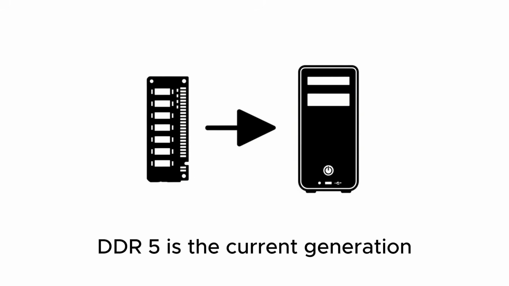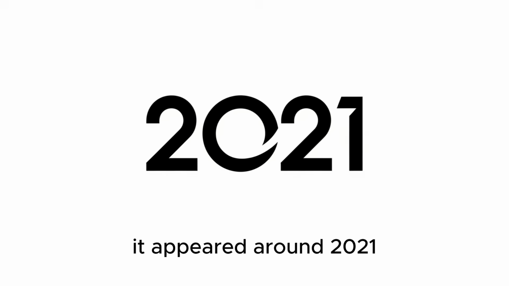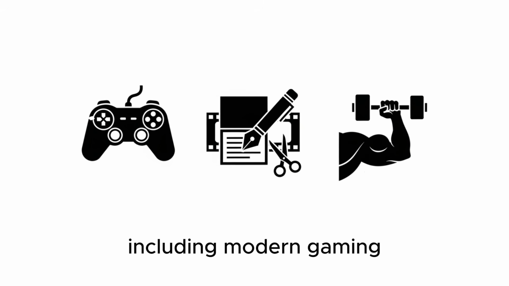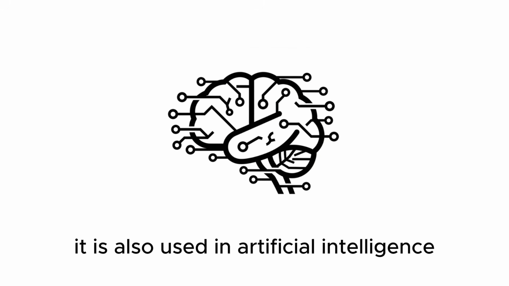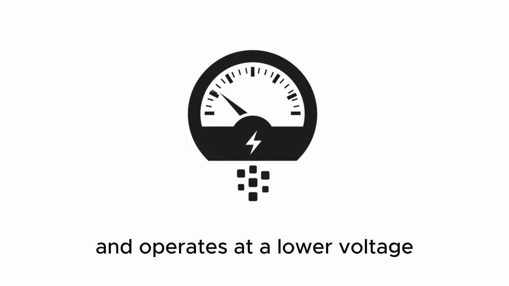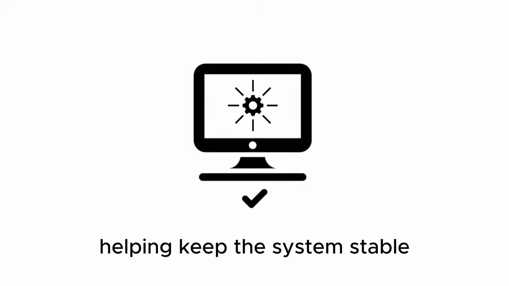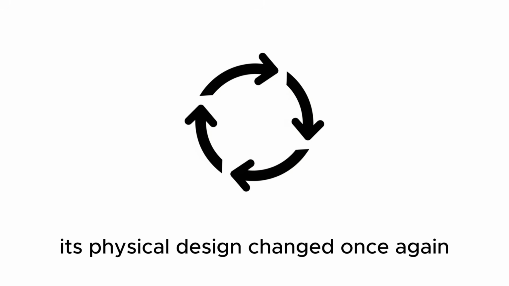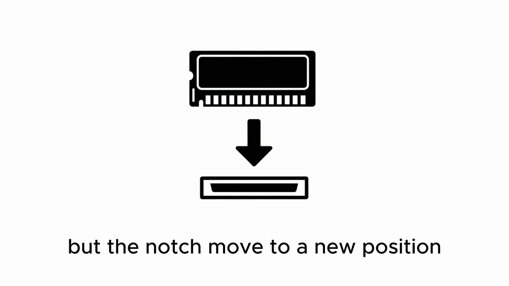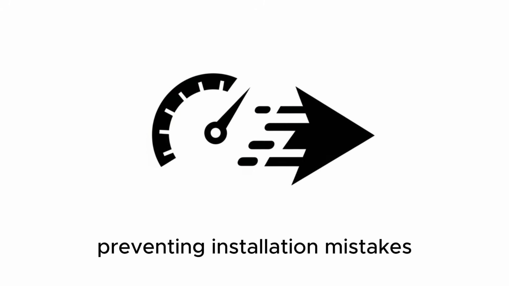DDR5. DDR5 is the current generation. It appeared around 2021. It was designed for a new way of using computers, including modern gaming, content creation, and heavy workloads. It is also used in artificial intelligence. To achieve this, it reduces power consumption and operates at a lower voltage, helping keep the system stable. Its physical design changed once again. It keeps the same number of pins, but the notch moved to a new position, preventing installation mistakes.